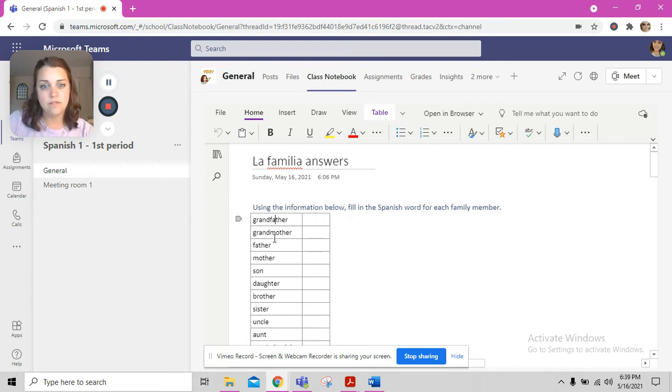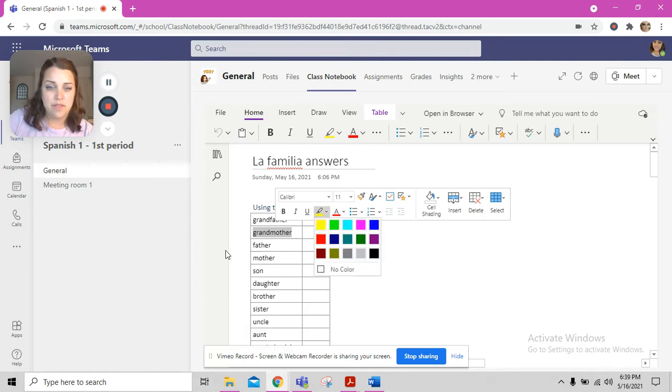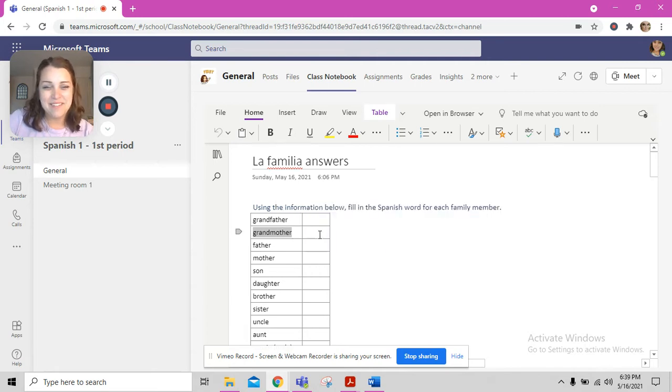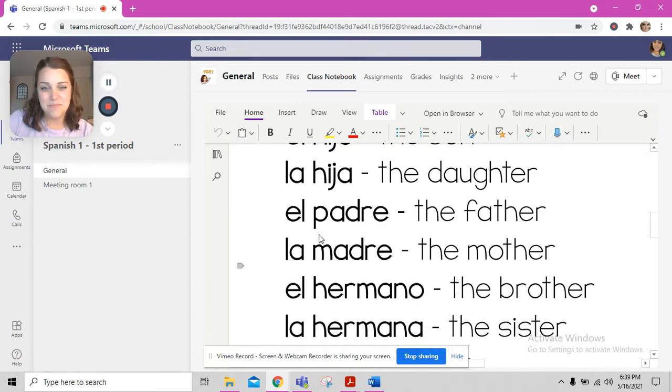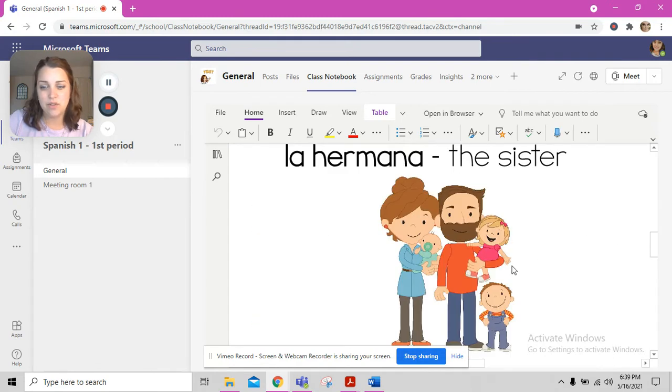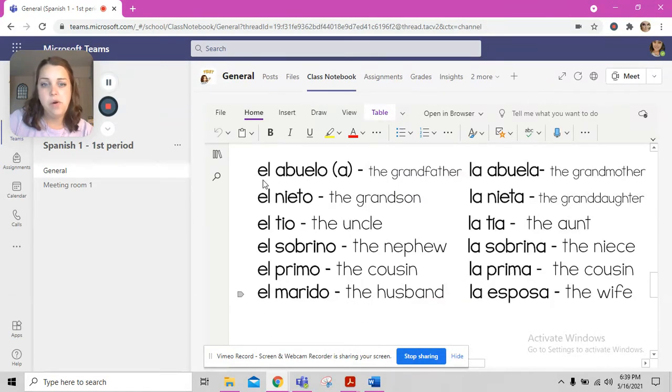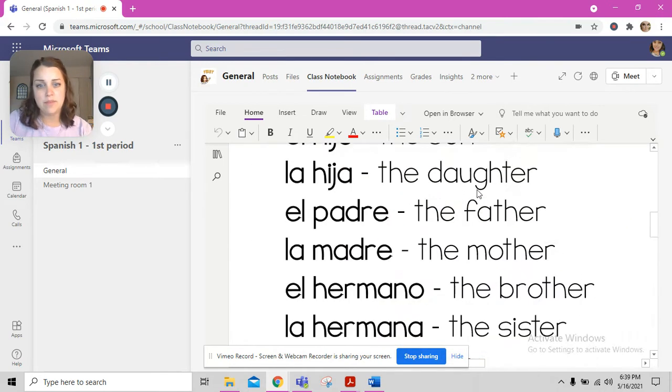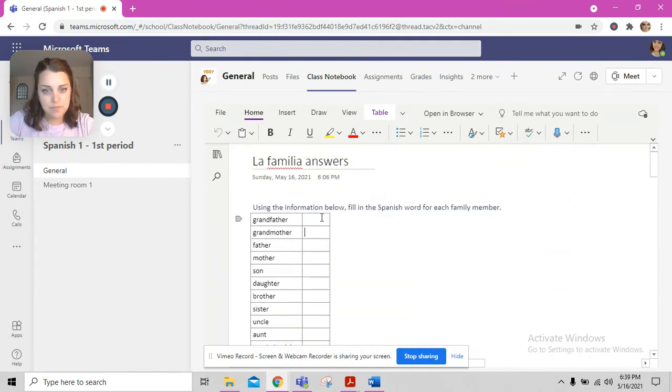All right, so the words for grandfather and grandmother are going to be very, very similar. So let's scroll down. And we have these cute little family pictures, okay? We have el abuelo or la abuela. So el abuelo is the grandfather and la abuela is the grandmother. So we're going to go ahead and type those up here. And I'm going to include the el and la just because I'm extra. So el abuelo and la abuela.